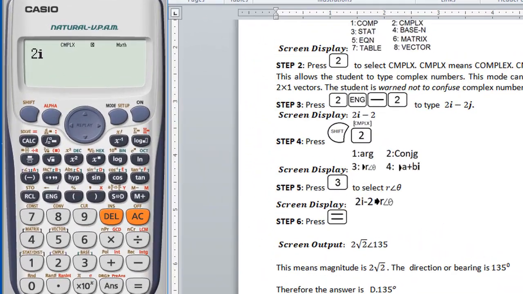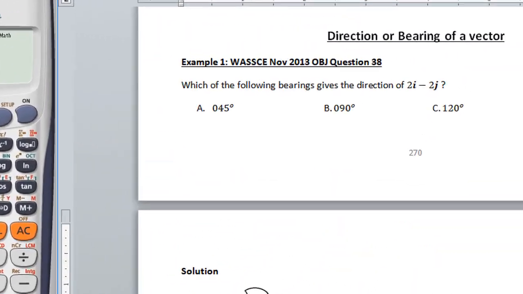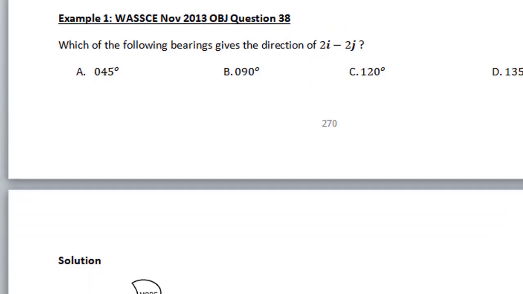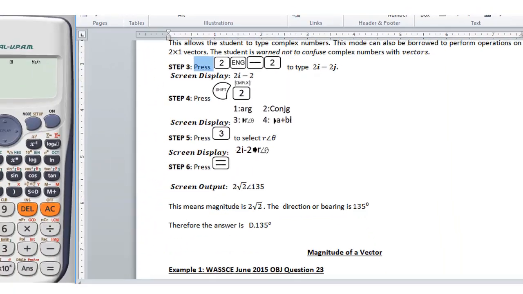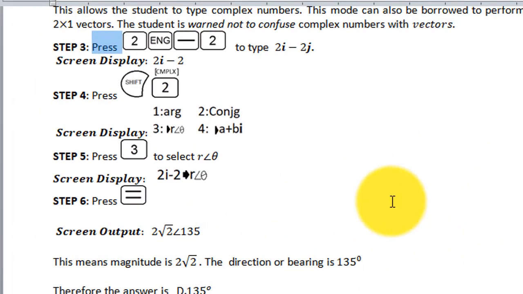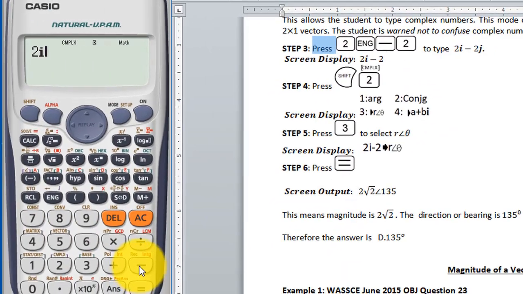So what we're doing here is that we are typing the vector 2i minus 2j. The 2i means 2 on the x-axis, and minus 2j means negative 2 on the y-axis. But we don't have the j on the calculator. Of course, that is not a mode that we use for vectors. This is not meant for vectors, it's meant for complex numbers. We are just using it to solve questions on vectors. So you press minus 2.